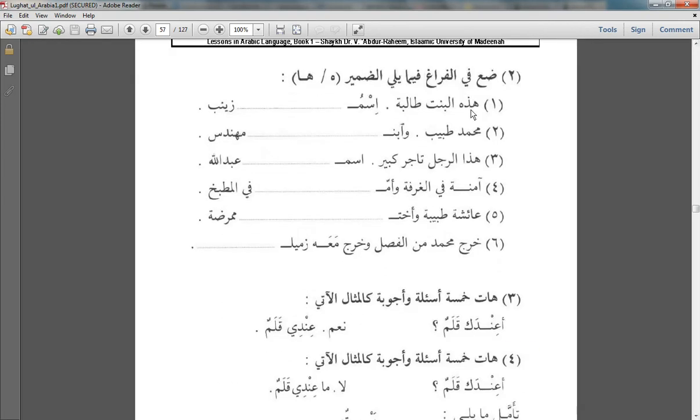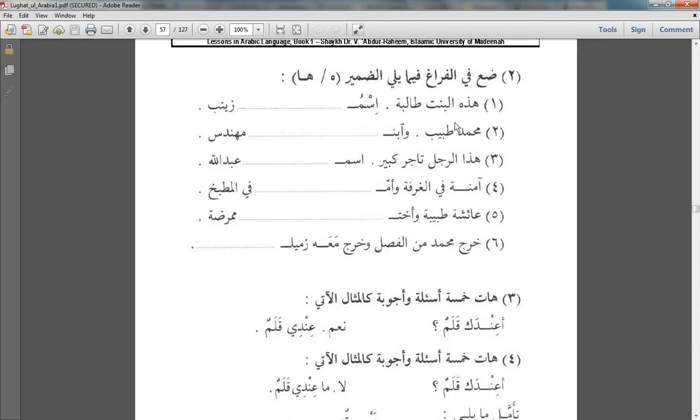Going on to the next exercise, the instructions are ضع في الفراغ فيما يلي الضمير هو or ha. In the empty spaces, either use the ضمير who or ha. Who for masculine obviously, and ha for feminine. So let's go through that.